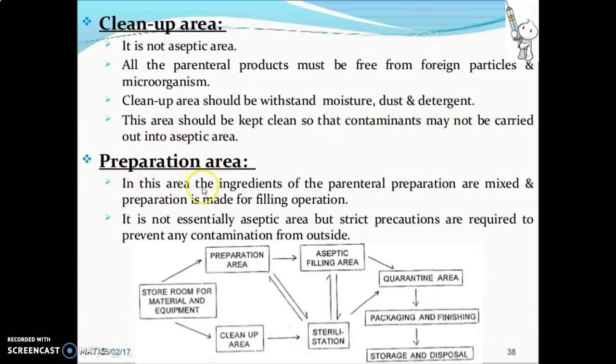Preparation area. In this area, the ingredients of the parenteral preparations are mixed and prepared for the filling operation. It is not an essential aseptic area, but strict precautions are required to prevent any contamination from outside. That is, first of all, storeroom for material and equipment, then preparation area, aseptic filling area. It is in contact with cleanup area, then sterilization, then quarantine area, packaging and finishing, and then storage and disposal.